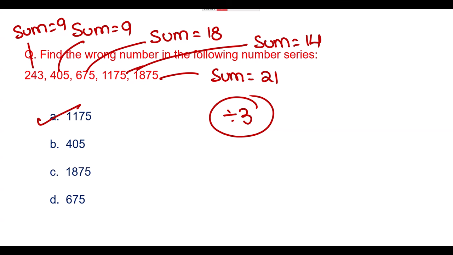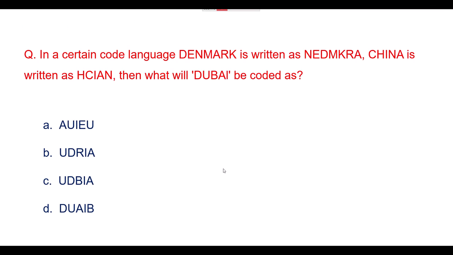Sometimes they give questions like odd one out by mistake in wrong number series. Odd one out means all are similar, one is different. All have the same logic, one has a different logic. One such case is this. Now what about this question?